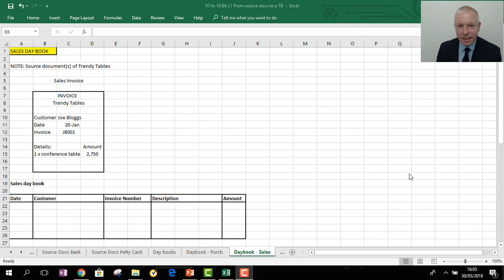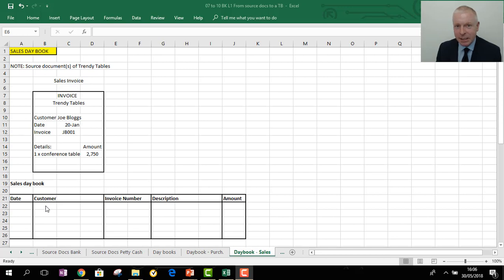So the next daybook we're going to look at is the sales daybook. And for this example, we're going to just take a look at one source document, one sales invoice, and transfer the data from that into the sales daybook. Now, as you can see on the screen here, we have a template for a sales daybook. It has basic information. It has the date of the transaction.